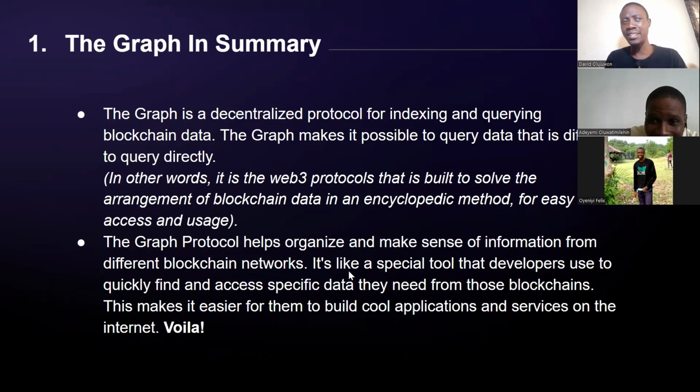That's what the Graph basically does. It's like a special tool that developers can use to quickly find and access specific data they need from those blockchains. This makes it easier for them to build cool, decentralized applications and services on the internet. Just like when you get the right information, you can make the right assertion, the right conclusion, and you can draw creativity from the information you've gathered. And that's what the Graph is about in summary.